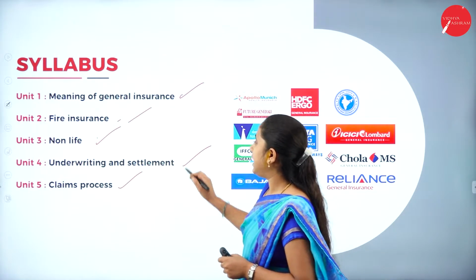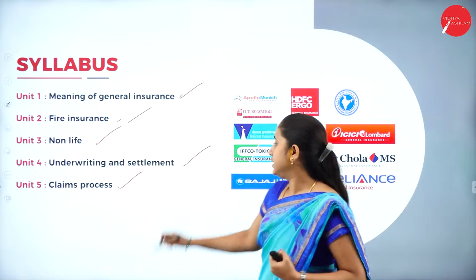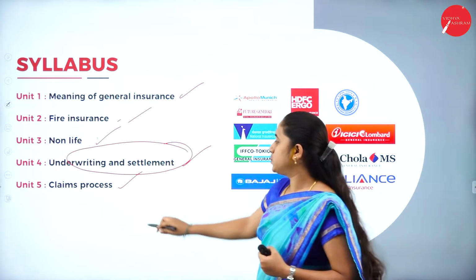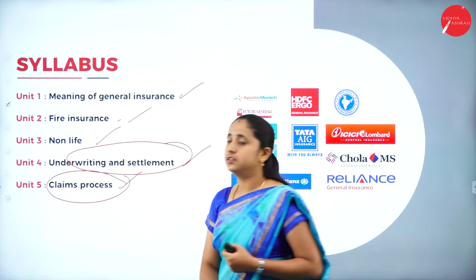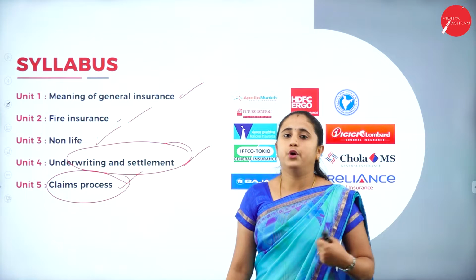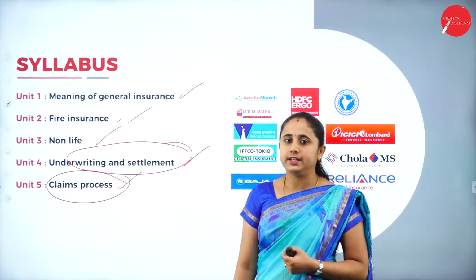Then underwriting and settlement. Underwriting and settlement is the 4th unit. It's an important as well as interesting unit. And the last one, the claims process. So this is the syllabus for the BCom 4th semester, principle and practice of general insurance.